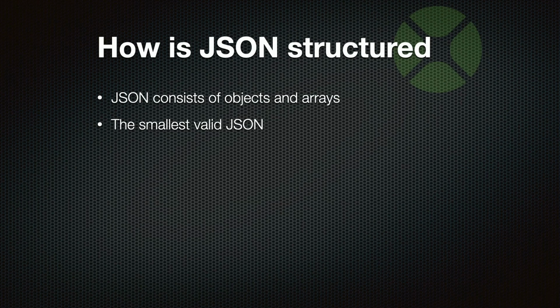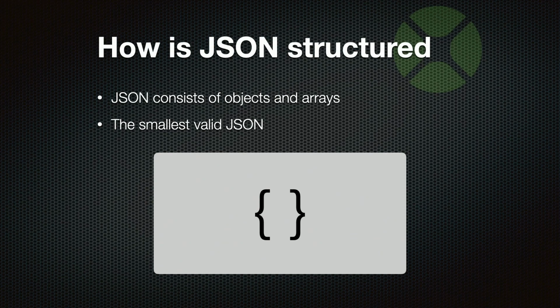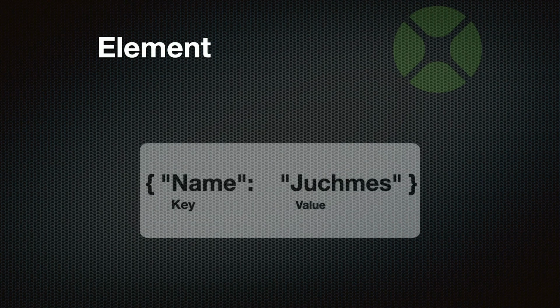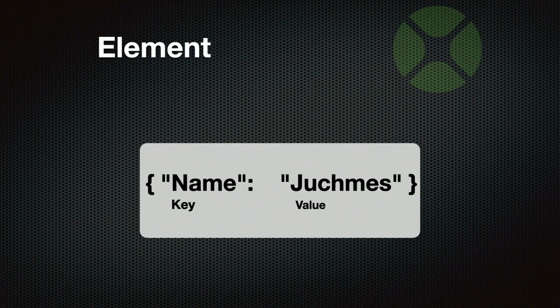But what does the smallest valid JSON look like? It looks like this, an empty object. Of course, we can't do much with it as it is, so we want to fill it with life. An object is filled with elements. Here we see an example of one element in an object. We have the key on the left side and the value on the right side. The key, in our case it is name, describes what information it holds.